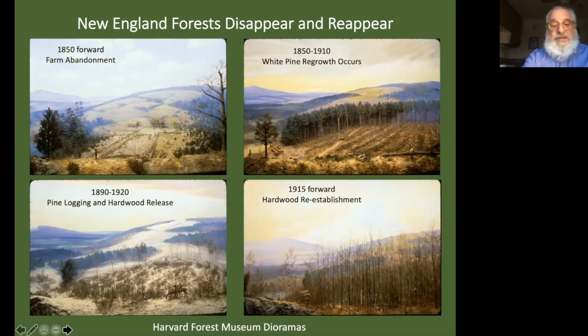Well, the white pines grew, and then it turns out that the ever entrepreneurial New Englanders decided, gee, we've now got a lot of white pines again. Let's log them. So there was a second period of pretty intense logging that re-cleared the land in the dates that you see there, 1890 to 1920. But the significance there is, number one, it was short-lived, maybe 20 years, maybe 30 years, but that's about it.